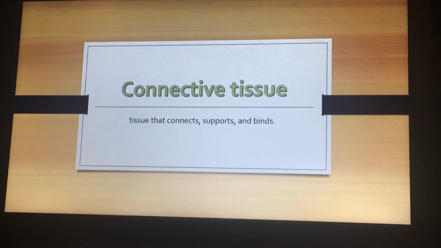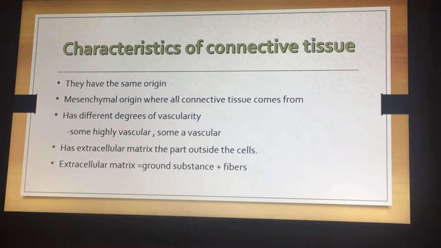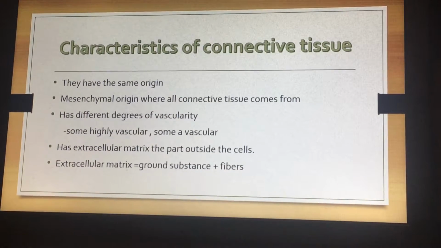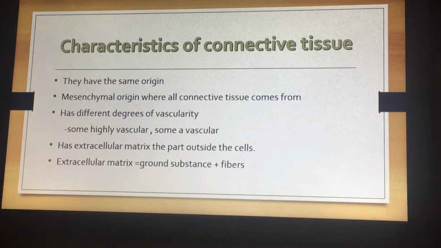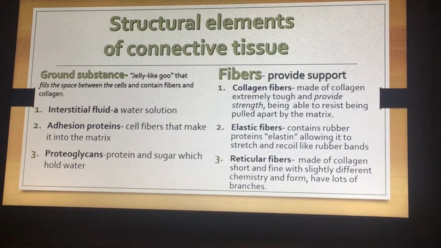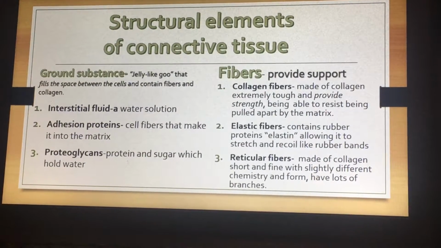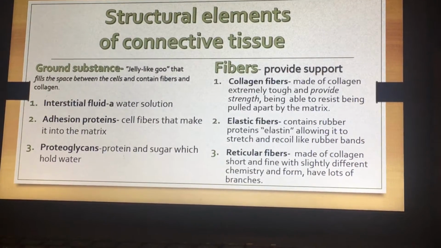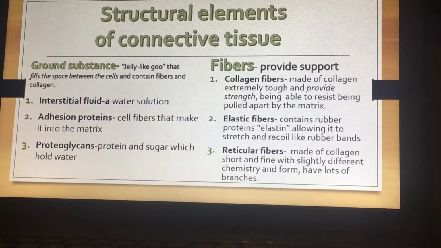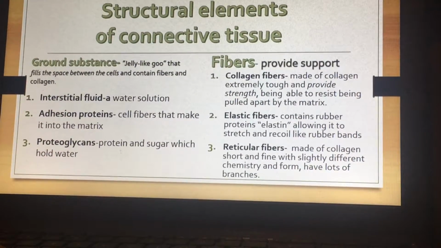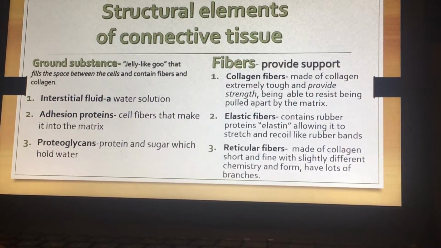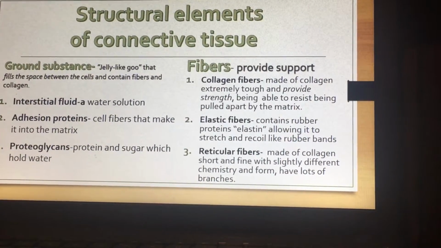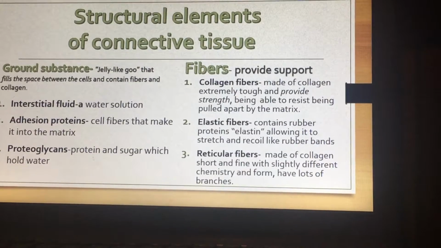Connective tissue connects, supports, and binds. Characteristics: they have the same origin, they have different degrees of vascularity, and an extracellular matrix. A ground substance is a jelly-like goo that fills the space between the cells and contains fibers and collagen, has interstitial fluid, adhesion proteins, and proteoglycans. Fibers provide support. Different types of fibers are collagen fibers, elastic fibers, and reticular fibers.